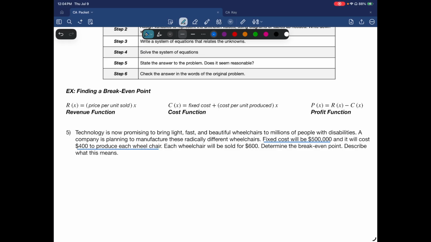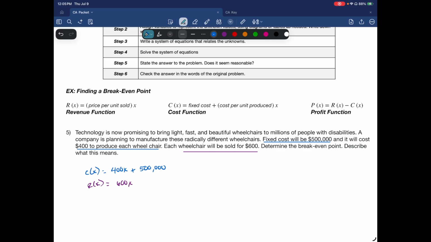All right, so that C function is going to be 400x plus 500,000. Okay, and then it says each wheelchair will be sold for $600. So that is going to be my revenue function. So R of x equals 600x.